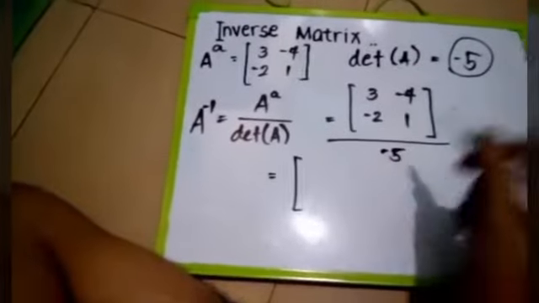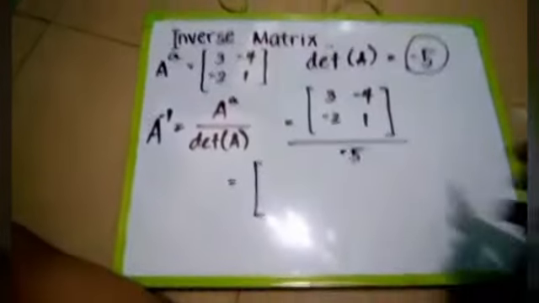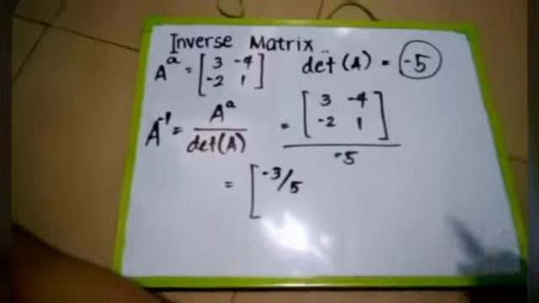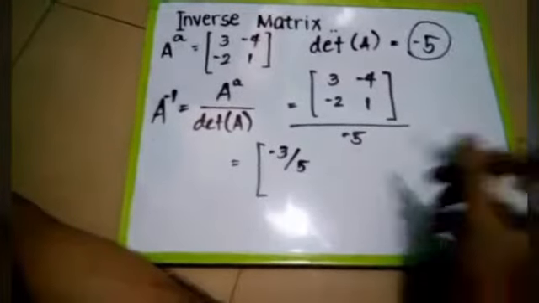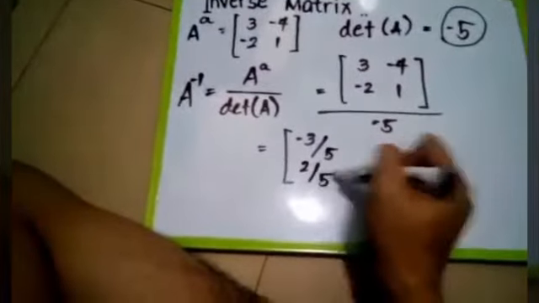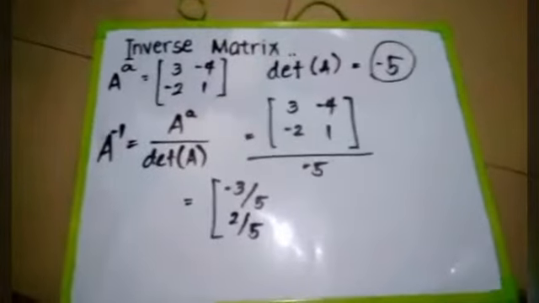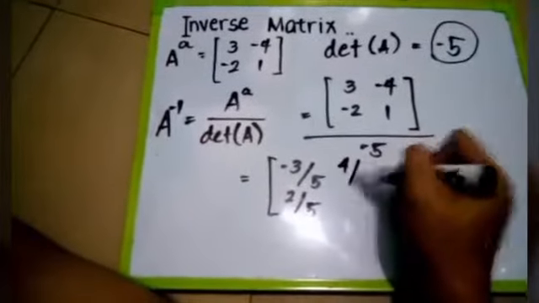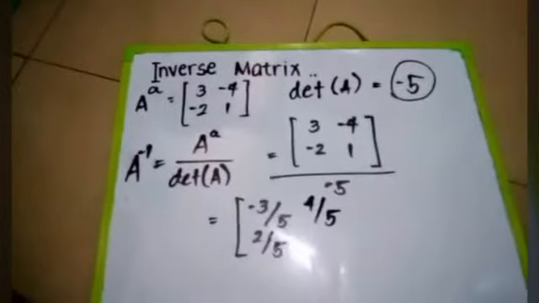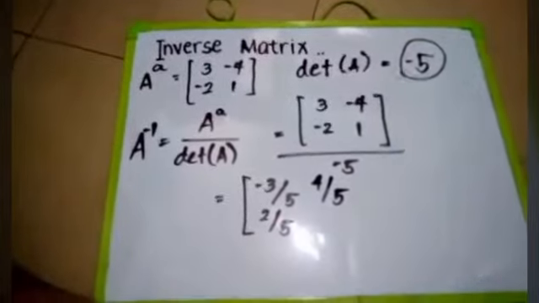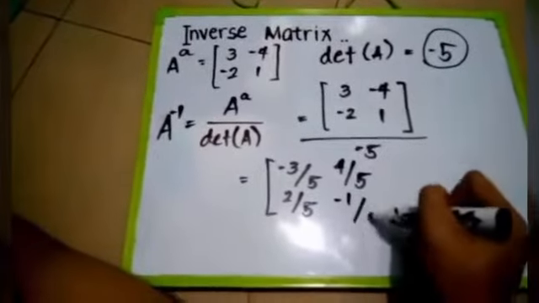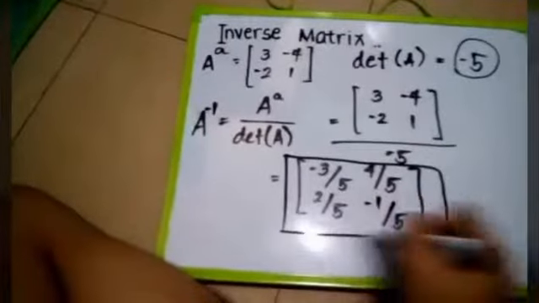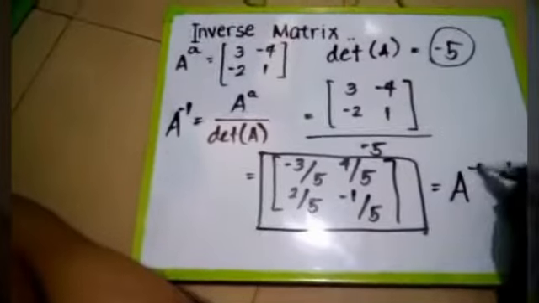Simplify. 3 over negative 5 is equal to negative 3/5. Then, negative 2 over negative 5 is positive 2/5. Next, negative 4 over negative 5 is positive 4/5. Next, 1 over negative 5 is equal to negative 1/5. And now, that is our inverse matrix of A.